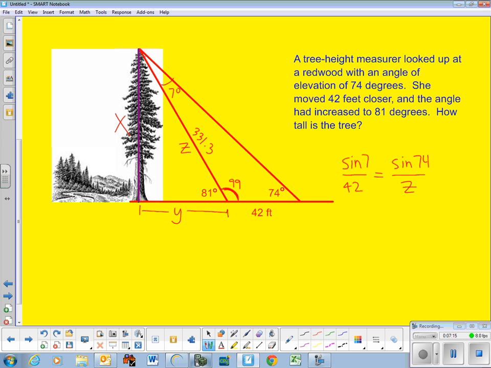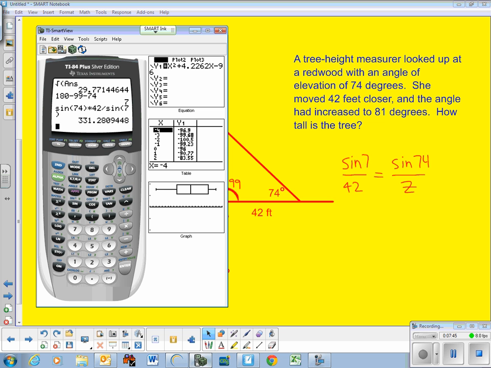And now I've got this little right triangle where I know the 81, I know the 331.3, and I'm looking for x. So with respect to 81, x is opposite, z is hypotenuse, so that means the sine is the trig function I want to use. Sine of 81 degrees equals x, which is the answer I want, over 331.3. So 331.3, the answer I just got, times the sine of 81 should be my answer.